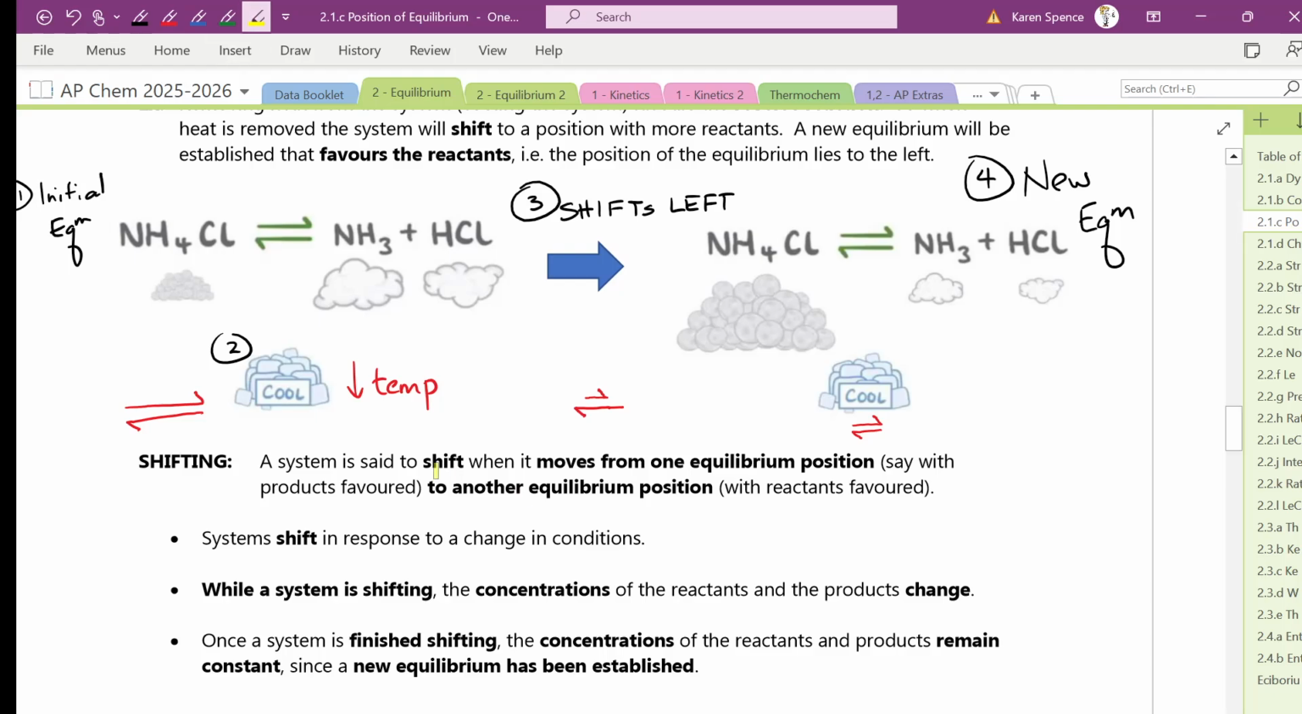So when we say shifting, it's when it moves from one equilibrium position to another equilibrium position and the forward rate does not equal the reverse rate.